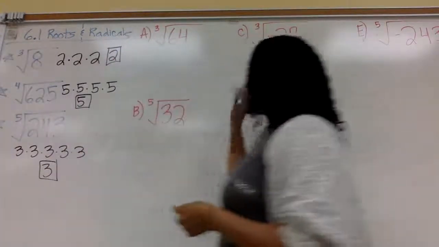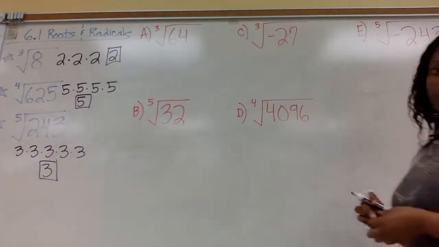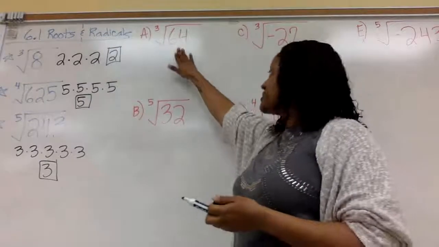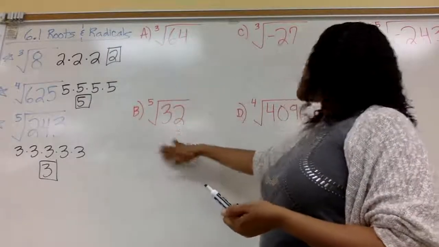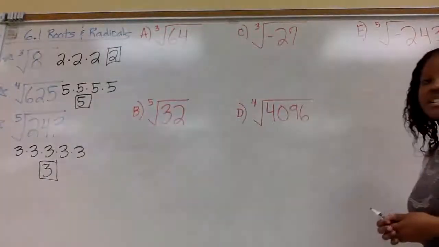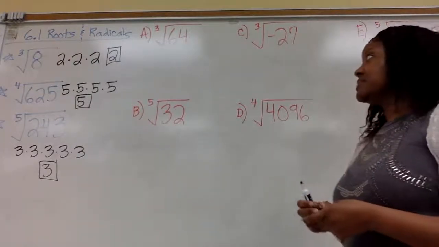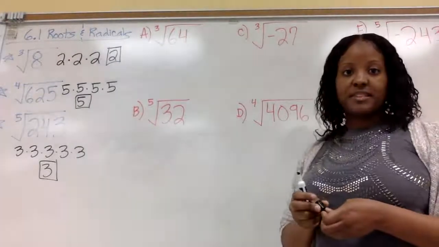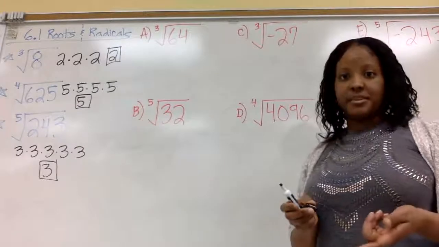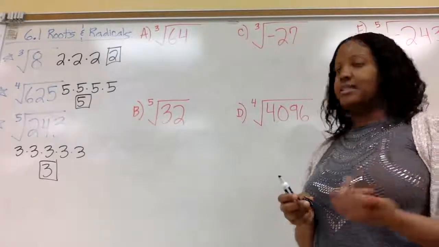So let's go through and do some problems. And we're going to do some factor trees, and we're going to simplify. We're going to find the cube root of 64, the fifth root of 32, etc., and so on. So these are numbers that you could type into Desmos. However, when I add variables and stuff in it, I want to make sure you understand how to do it because you can't put the variables inside of Desmos.